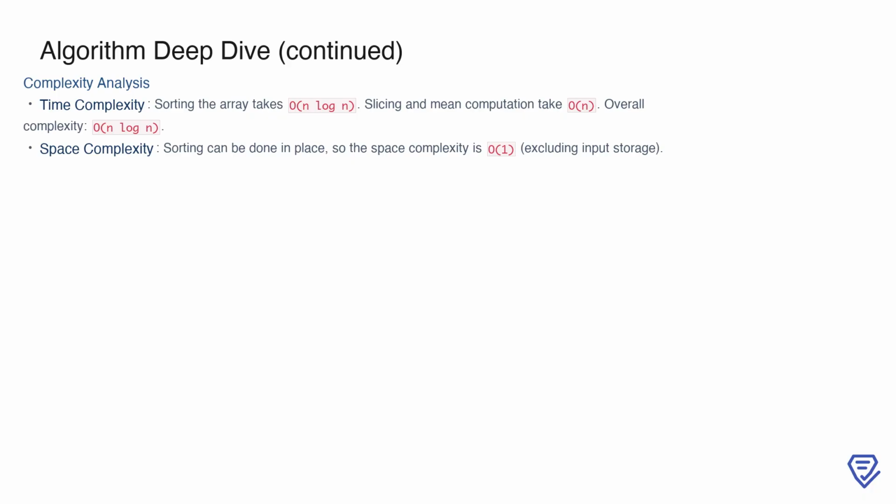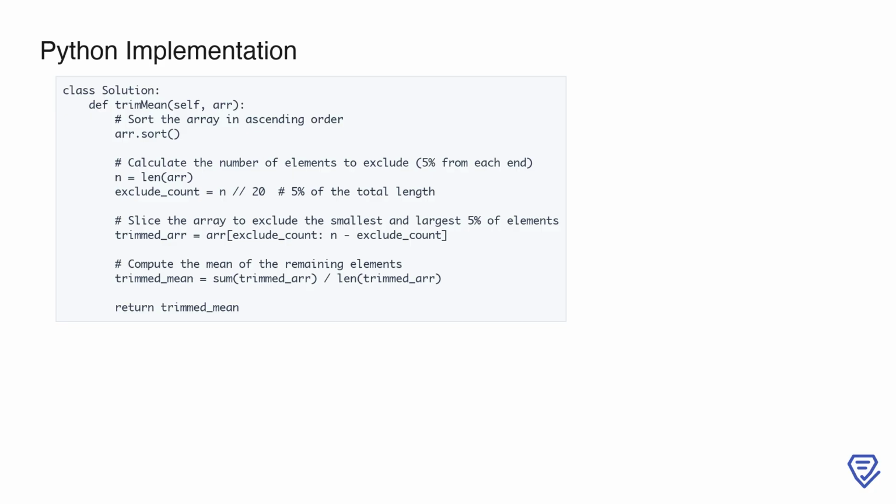With that, we've completed our deep dive into the algorithm. By combining sorting, slicing, and basic arithmetic, we can effectively solve the problem while adhering to its constraints and ensuring optimal performance. This Python solution solves LeetCode problem number 1619, mean of array after removing some elements. The problem asks us to calculate the mean of an array after removing the smallest 5% and largest 5% of elements. To achieve this, the solution follows these steps.